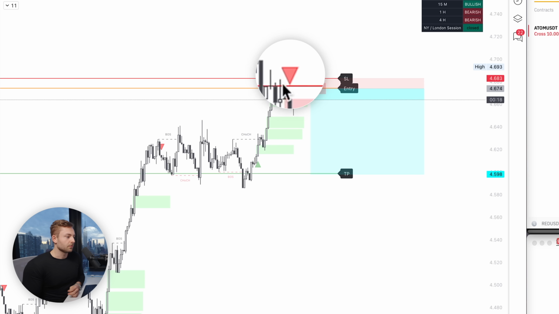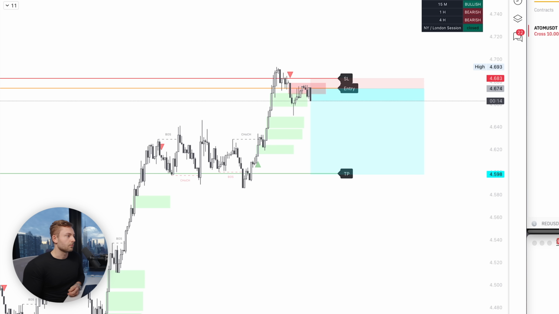We have a beautiful sell signal here. Volume starting to dry up into the afternoon session. Beautiful fair value gap producing after this change in state of delivery right here. So price is starting to drop.